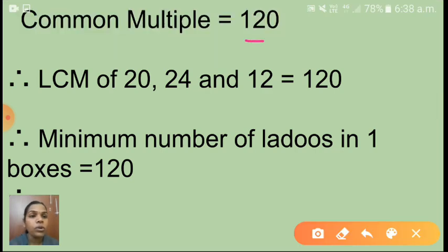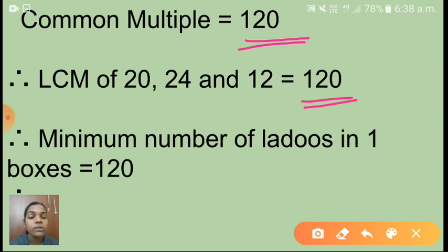So only one common multiple we got, isn't it, children? If you want more, you have to write more multiples of that number. So the LCM of 20, 24 and 12 is 120. So children, can you say the minimum number of laddus in one box? Yes, 120 laddus were there. Isn't it, children? So the minimum number of laddus in one box is equal to 120.